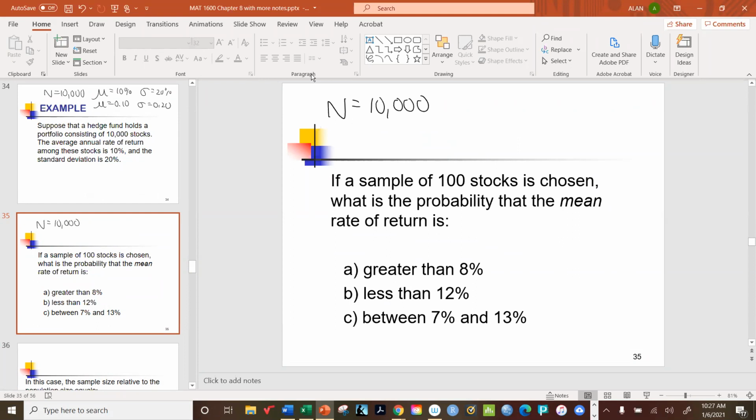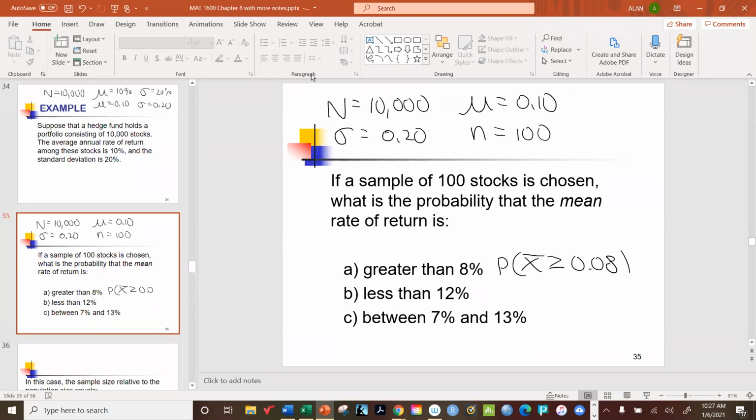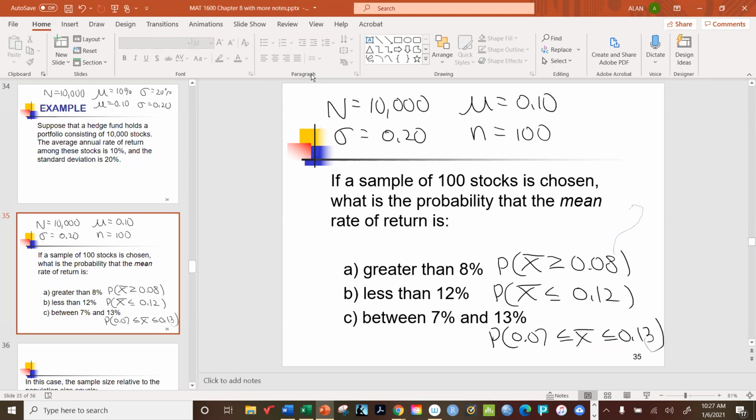So far we know 3 things. The sigma is 0.20. And the sample size is 100. So we're looking for 3 probabilities. I'm going to rewrite this as 0.08, 0.12, and between 7 and 13.